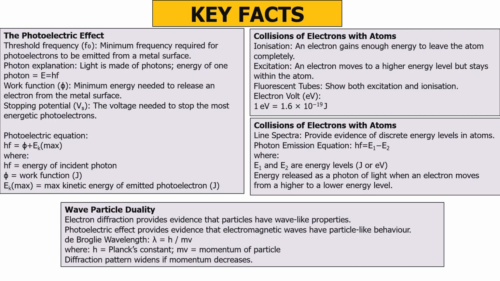level. For wave-particle duality, electron diffraction provides evidence that particles have wave-like properties. The photoelectric effect provides evidence that the electromagnetic waves have particle-like properties. Now, the de Broglie wavelength is lambda is equal to h over mv, where h is the Planck constant and mv is the momentum of the particle. Now, the diffraction pattern produced will widen if the momentum of the particle decreases.